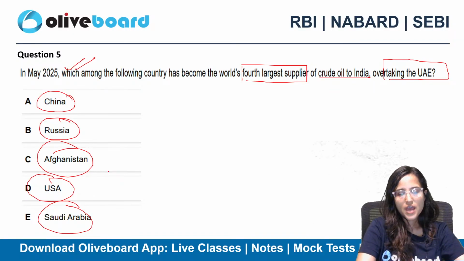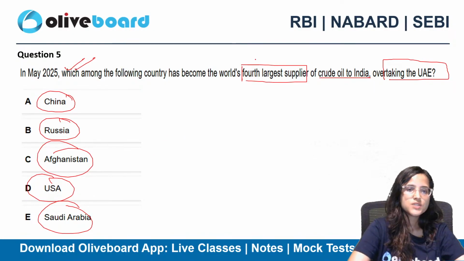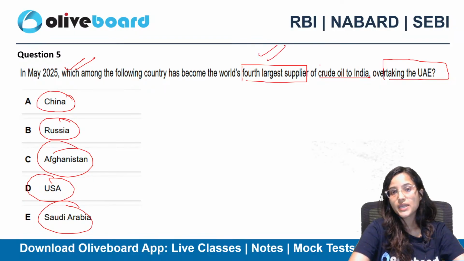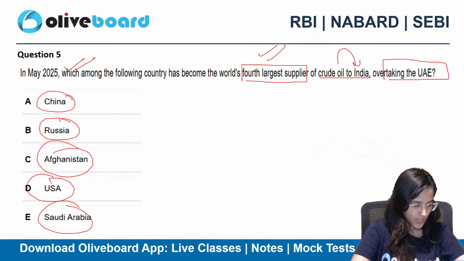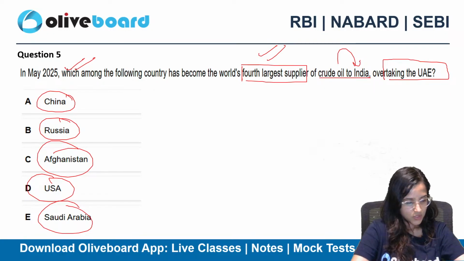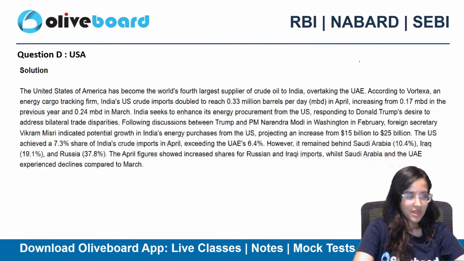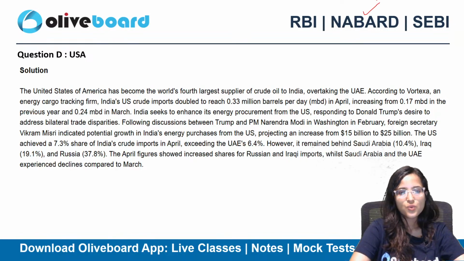In May 2025, which country has become the world's fourth largest supplier of crude oil to India, overtaking UAE? Atithi is saying USA. Anyone else who wants to answer? Rahul is also saying USA. That is absolutely the correct answer, USA.